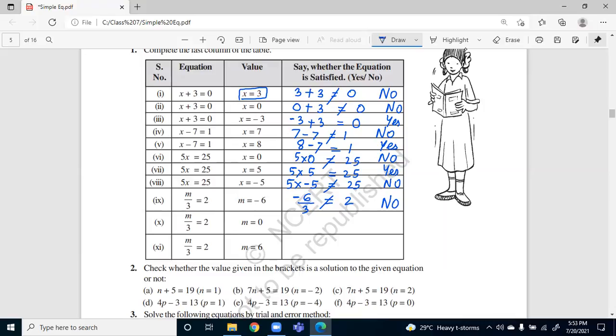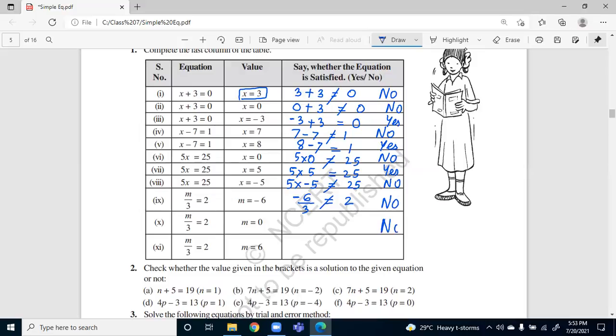What about 10th question? Ma'am, I'm doing that one. Please complete 10th and 11th. Then we will discuss. Ma'am, I think 10th one is not satisfied.